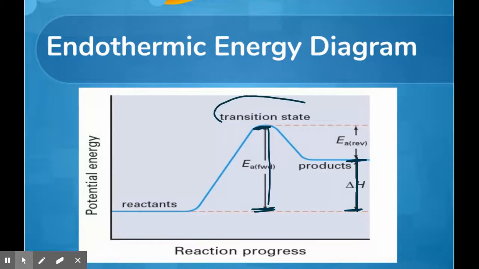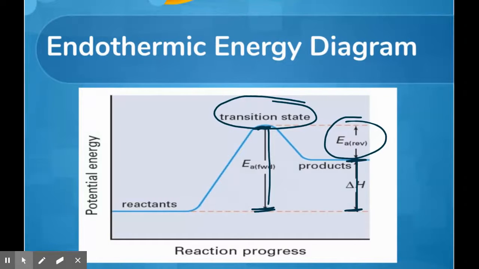This transition state here at the top of the curve is when the molecules are in a transition state between the reactants and the products. So the molecules are different from both the reactants and the products, because they are transitioning to their new products. Here, this activation energy, Rev, stands for reverse reaction.